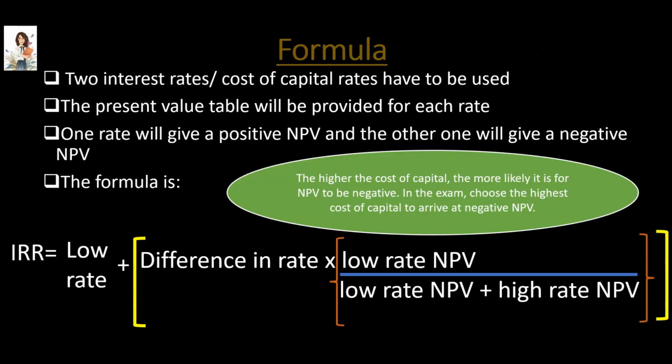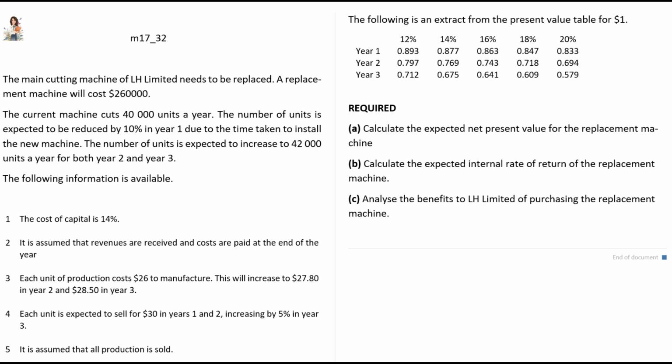Here is a tip for you. The higher the cost of capital, the more likely it is for the NPV to be negative. So in the exam, you must choose the highest cost of capital to arrive at a negative NPV. In our sum, the highest cost of capital is 20%. So let's find the NPV at 20% cost of capital.